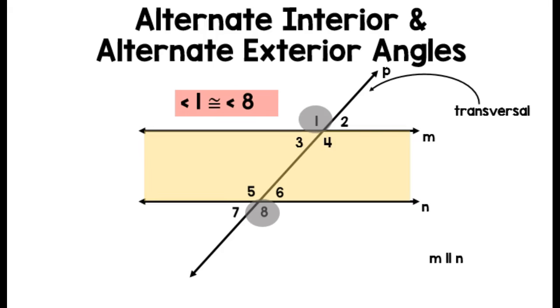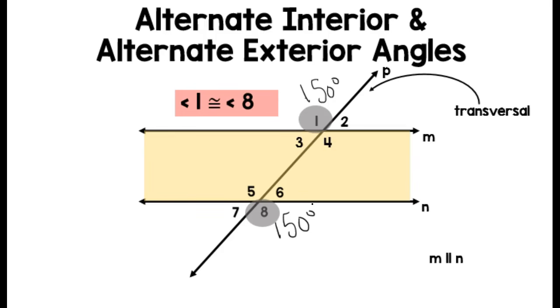Now, what we know about alternate exterior angles is that they're congruent to one another. So angle 1 is congruent to angle 8. What does this mean? This means that if I were to tell you that angle 1 has a measure of 150 degrees, that would mean that angle 8 also has a measurement of 150 degrees.